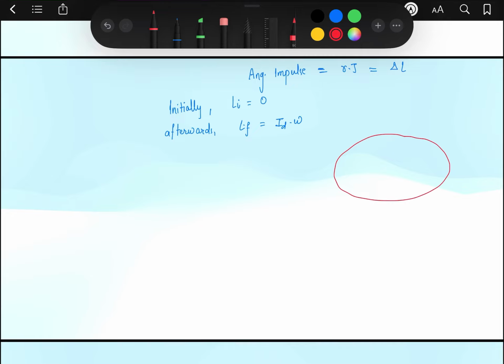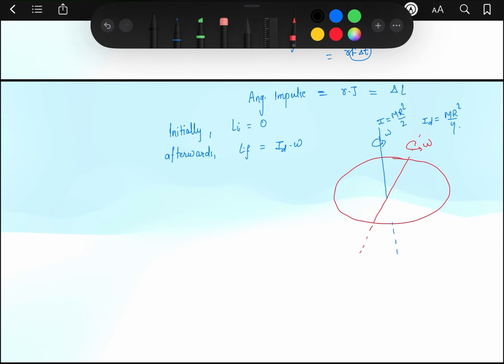Okay, now what is the value of this I, the moment of inertia about its diameter? This is our coin and this is its diameter. We have to find the moment of inertia about its axis. This is omega. About the axis perpendicular to this coin, the moment of inertia is mr square by 2. Then by using the perpendicular axis theorem, the moment of inertia about the axis of the diameter, Id, is equal to mr square by 4. Now writing all the equations here, j times r will be equal to the angular impulse.